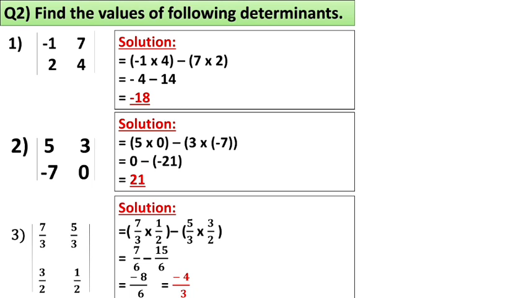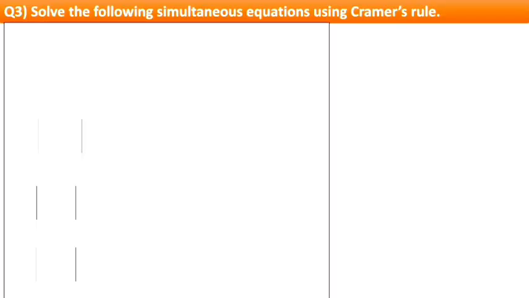2 4 is 8, 2 3 is 6. So our answer is -4/3. Question number 3: Solve the following simultaneous equations using Cramer's rule.